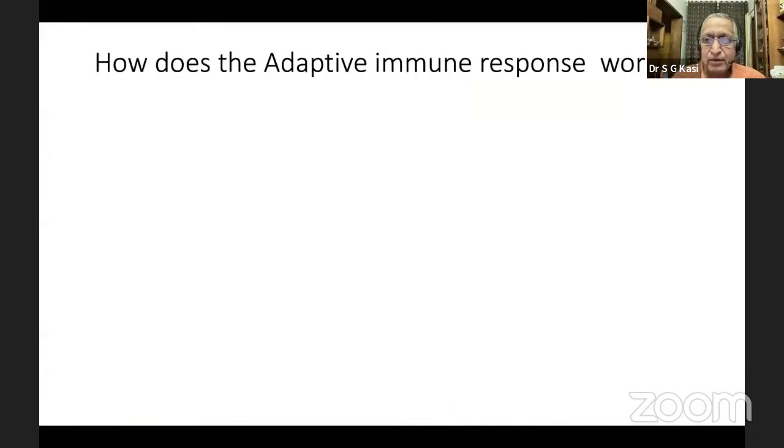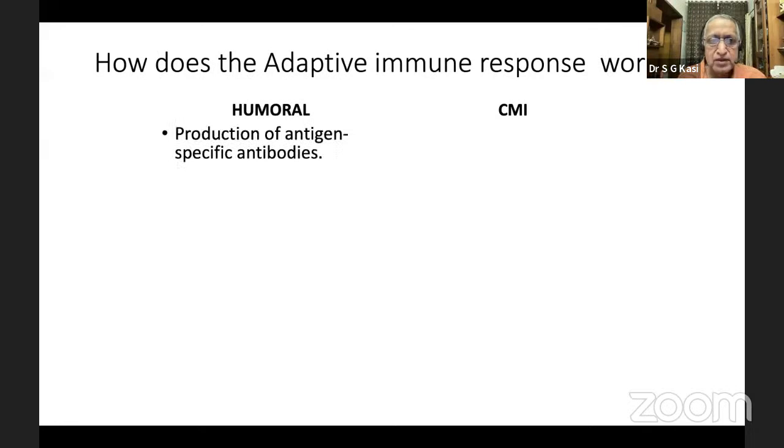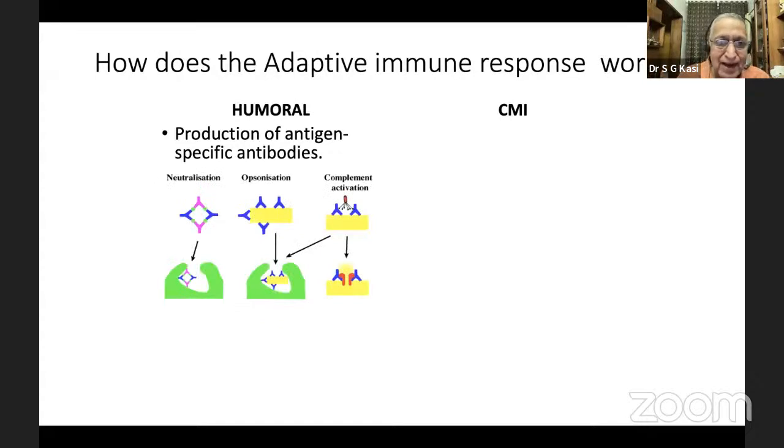Now, how does the adaptive immune response work? We said we have a humoral and a cell-mediated immune response. The humoral response works by production of antigen-specific antibodies. And these antibodies work by either neutralization, they coat the entire microorganism and do not allow its receptors to come into contact with the host cells, and these cells are phagocytized.